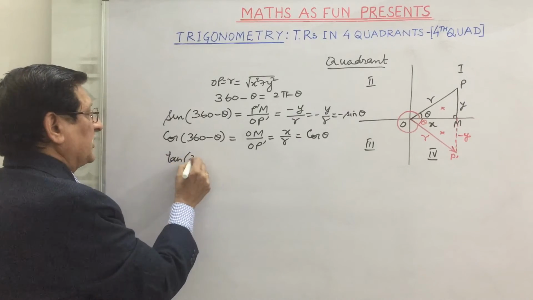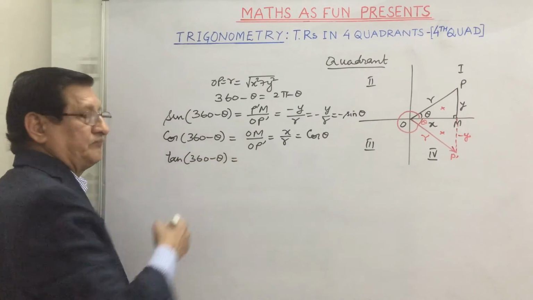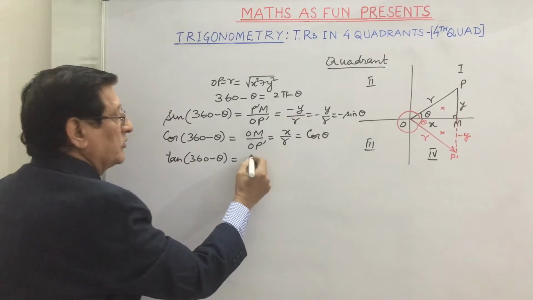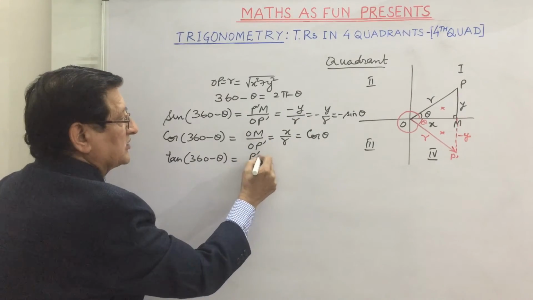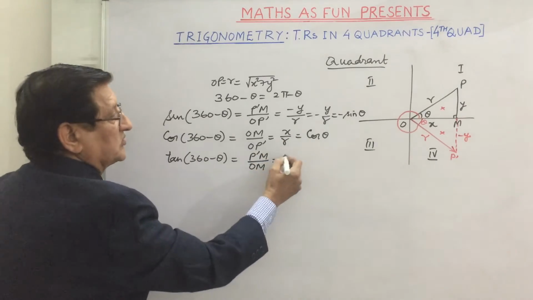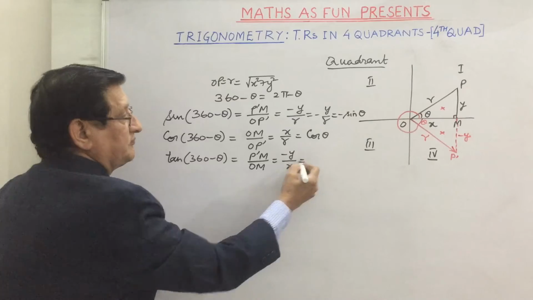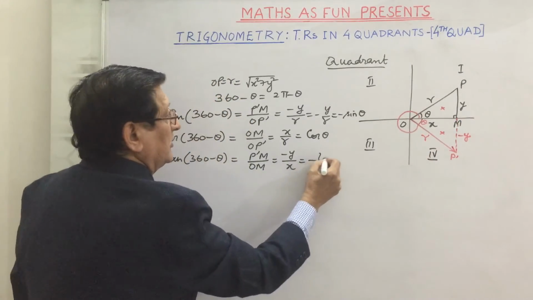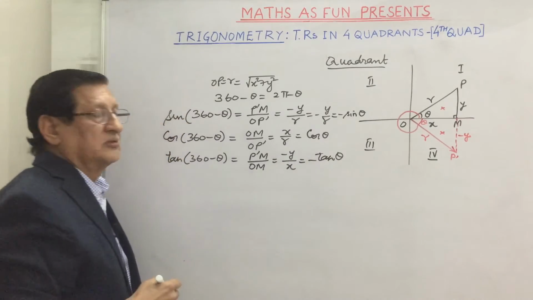Tangent of 360 minus theta is perpendicular upon base. Perpendicular is here P dash M and base is OM. So this comes as minus y upon x. And if you see y upon x from here is tan theta, so this comes as minus tan theta.